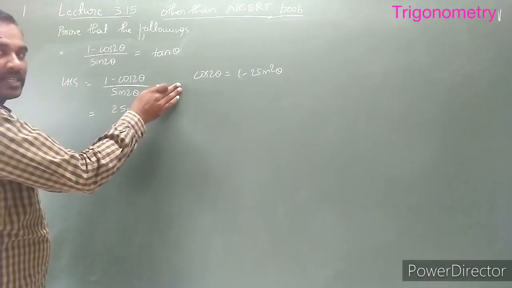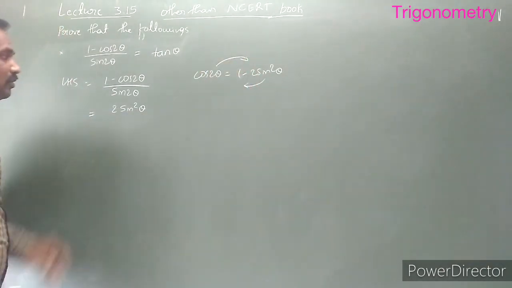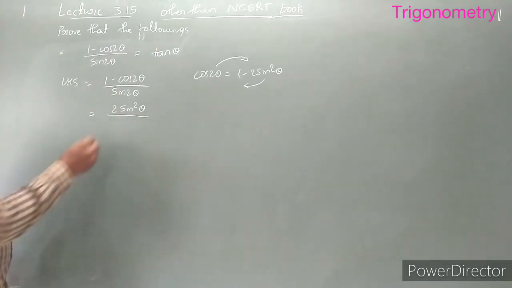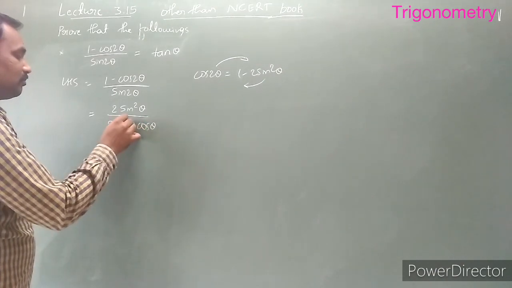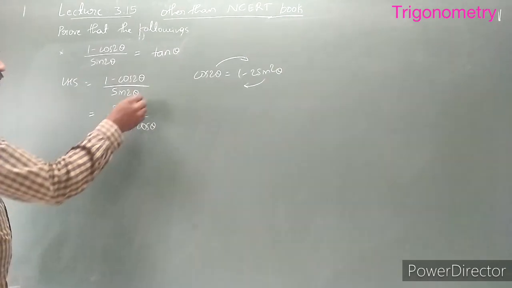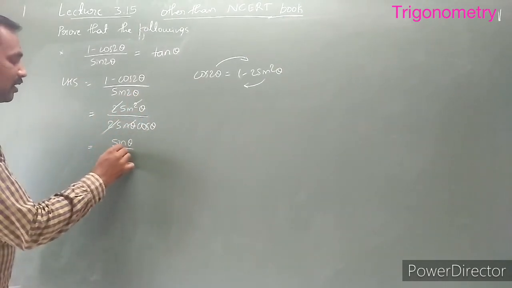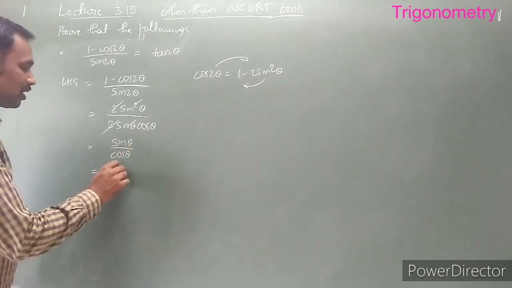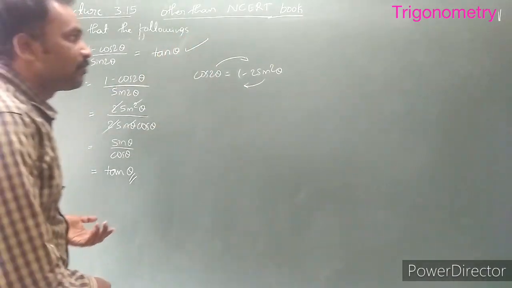Taking 2 sin square theta to the left hand side and cos 2 theta shifting to the right hand side, we get the numerator formula. Divided by the sin 2 theta formula. What is that? 2 sin theta into cos theta. Yes, we got the answer. Here the 2 gets cancelled, and one of the sin gets cancelled. The remaining value is sin theta divided by cos theta. That becomes tan theta. That's the required RHS. That's it.